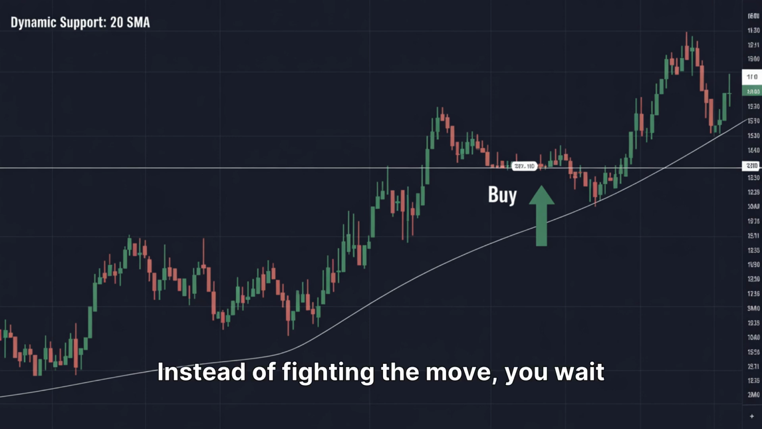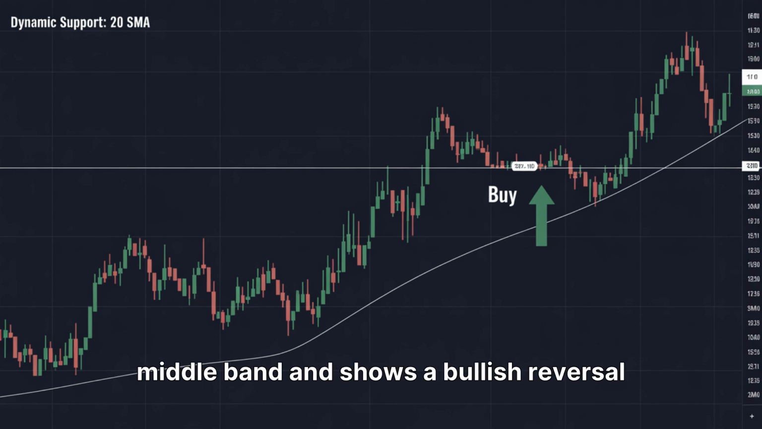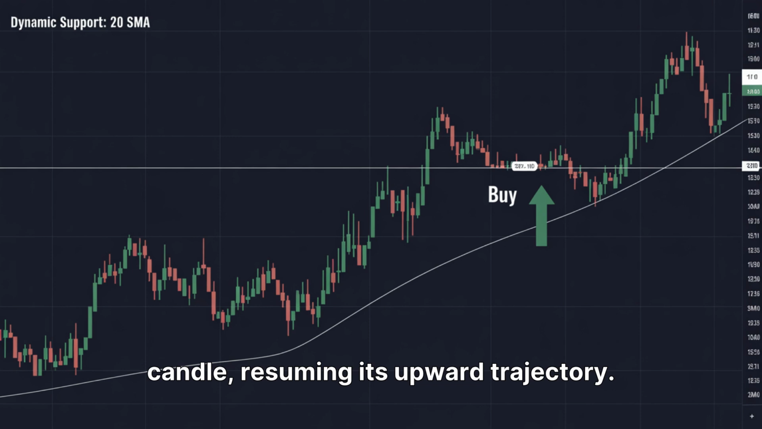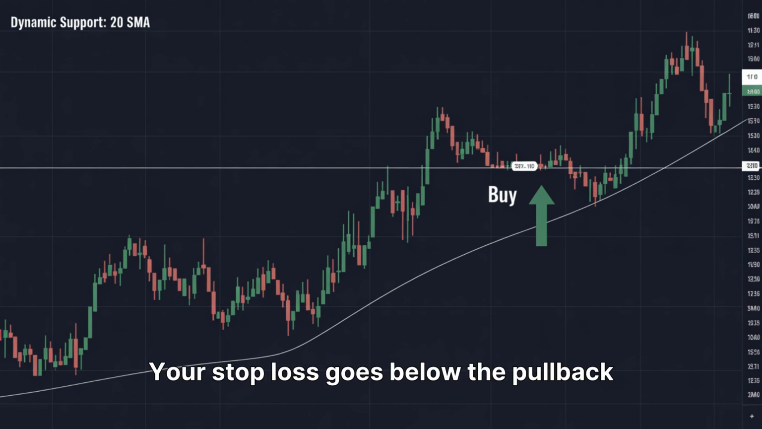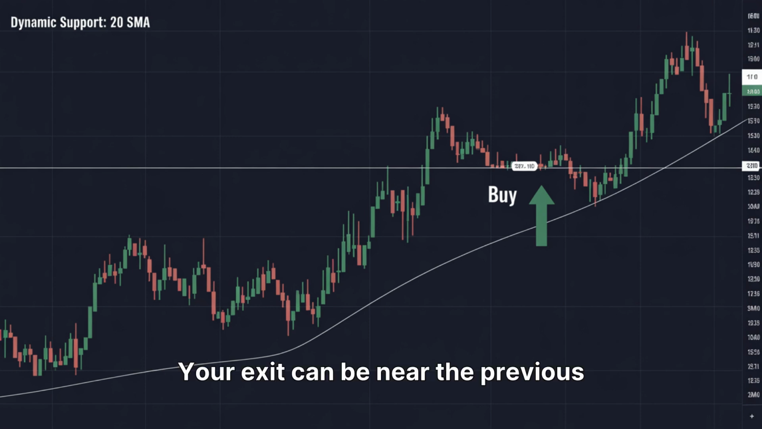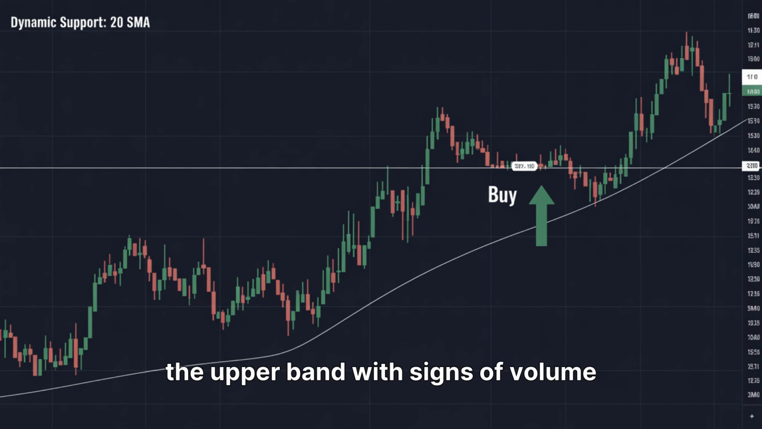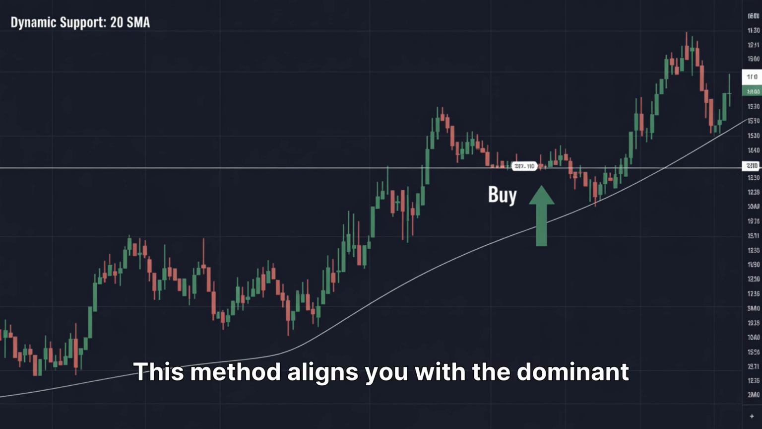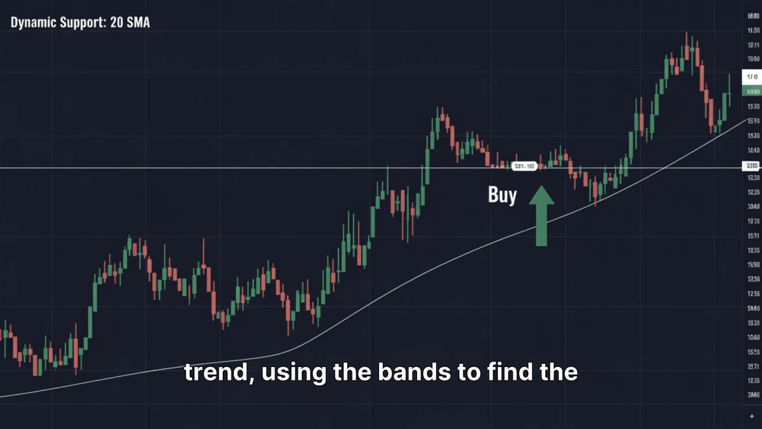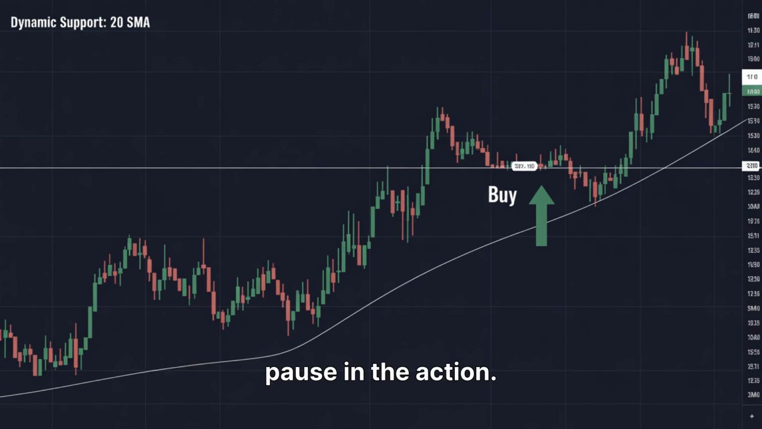Instead of fighting the move, you wait for the pullback. Entry occurs when the price respects the middle band and shows a bullish reversal candle, resuming its upward trajectory. Your stop loss goes below the pullback low. Your exit can be near the previous highs or when the price accelerates into the upper band with signs of volume exhaustion. This method aligns you with the dominant trend, using the bands to find the most efficient entry point during a brief pause in the action. Always trade with the current.